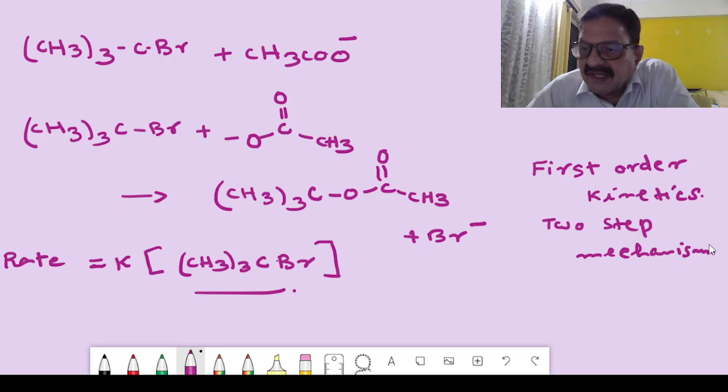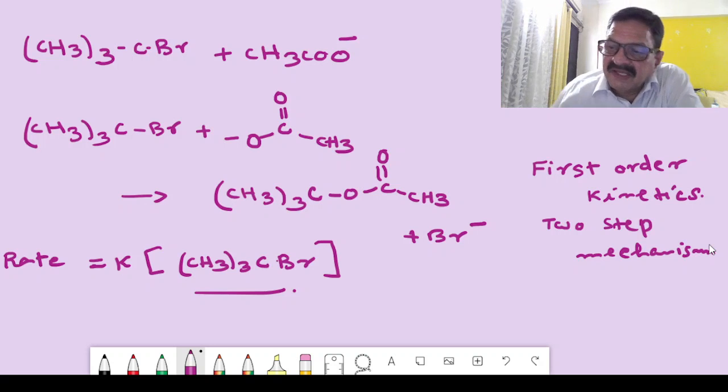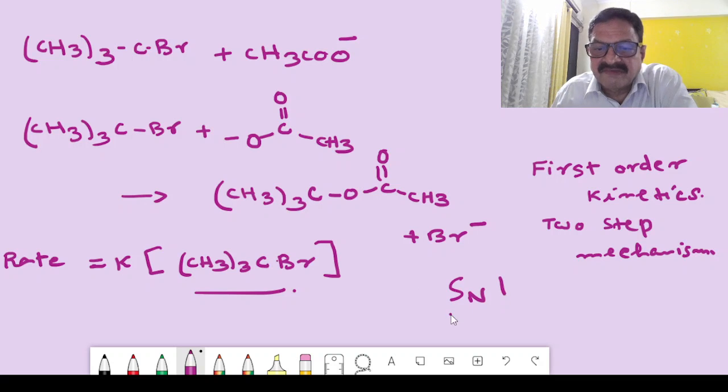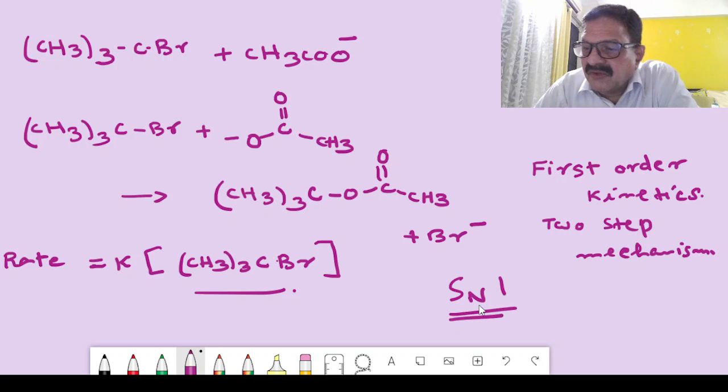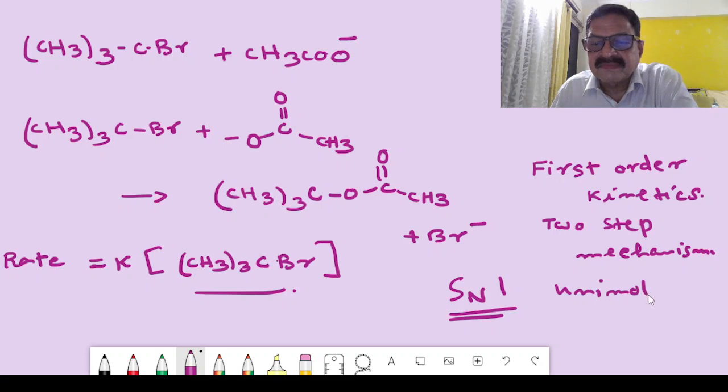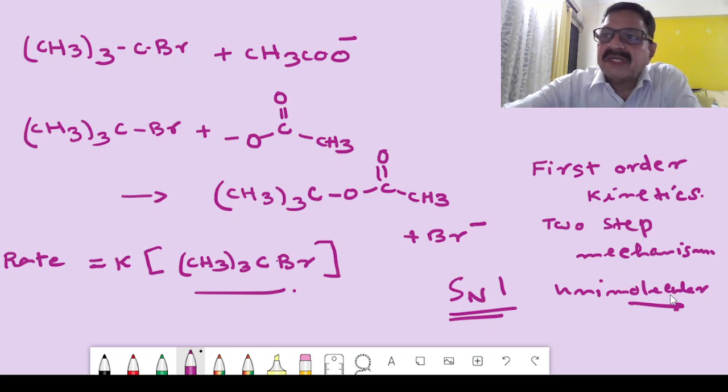So these are then the two different mechanisms here. This mechanism, whatever we have seen here, is known as SN1. SN1 means substitution nucleophilic unimolecular. Okay, this is an introduction to both kinds of mechanisms, that is SN1 and SN2 reactions.